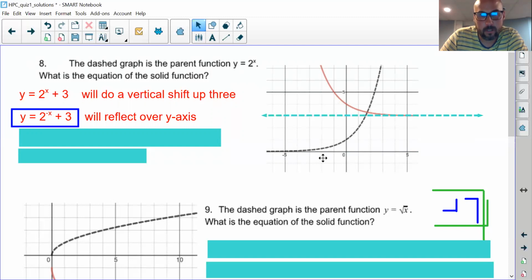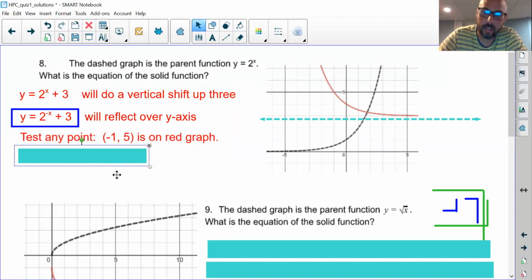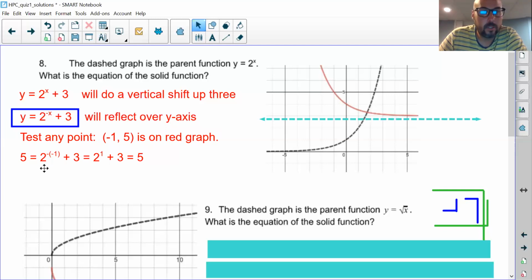We can really be sure if the equation that we have satisfies these points on the red function. So pick a point on this function, plug it into here, and see if you get a true statement. I chose this ordered pair, -1, 5. I'm going to plug in -1 into x and 5 for y and see if I get a true statement. And I did. 2 to the -1 is just 2 to the first. And that's 2 plus 3, which is 5. So that's convincing that this is the correct answer for that red graph.